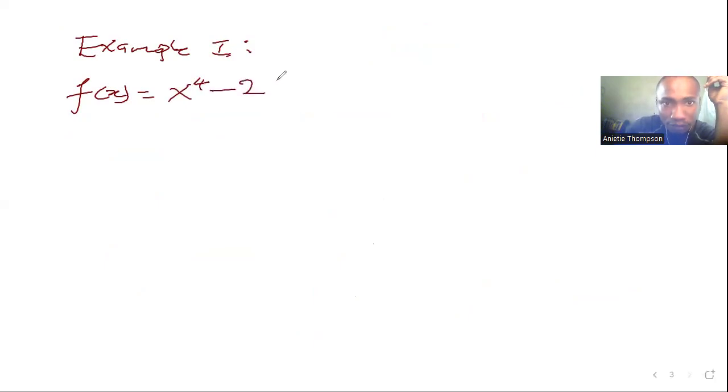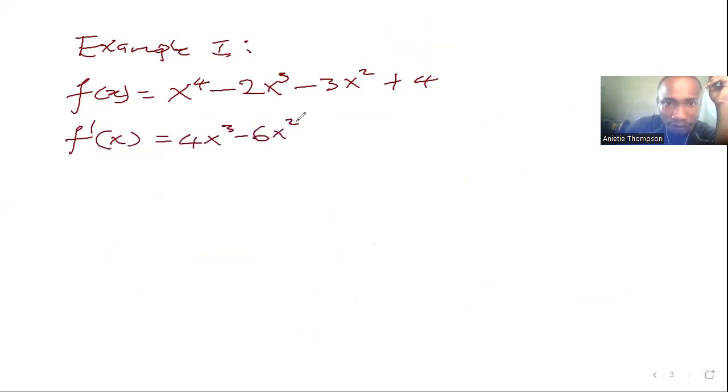So I would like to use an example. Let's say f of x is the function x to the power of 4 minus 2x to the power of 3 minus 3x to the power of 2, then plus 4. Then, like I said, you will need the derivative. So f prime of x equals 4x cubed minus 6x squared minus 6x, then plus 0, because this is the derivative of a constant.